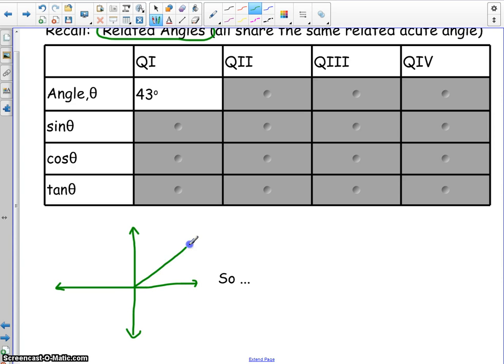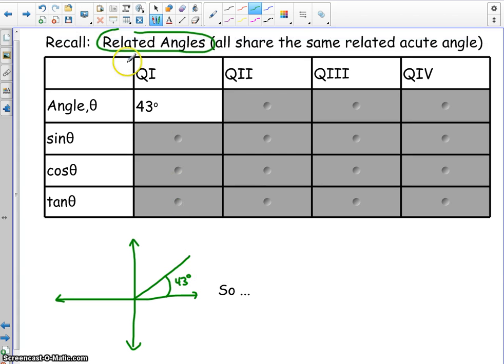Okay, so there we are in quadrant 1, and our angle here is 43 degrees. That's an acute angle, and that's in quadrant 1. In each other quadrant, there will exist another angle that will give us the same related acute angle. So the angle that this terminal arm makes with the x-axis will be 43 degrees. There'll be one of these in each quadrant, so let's go and find them one by one.